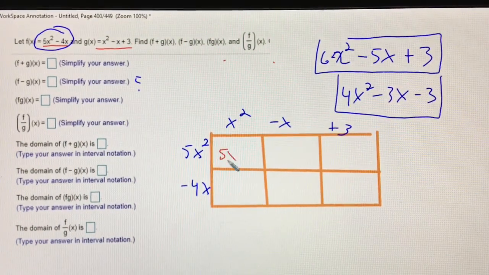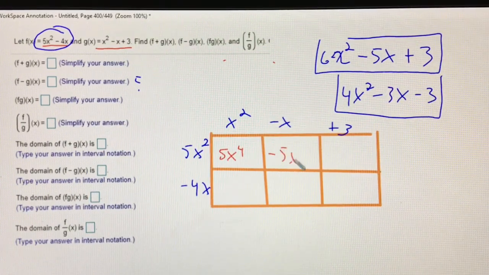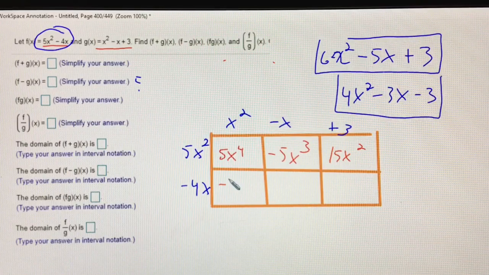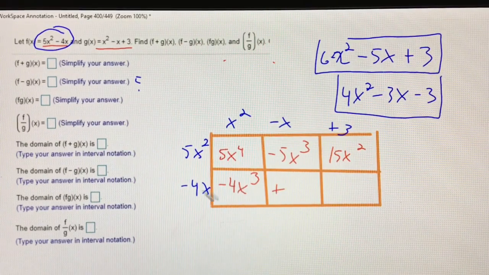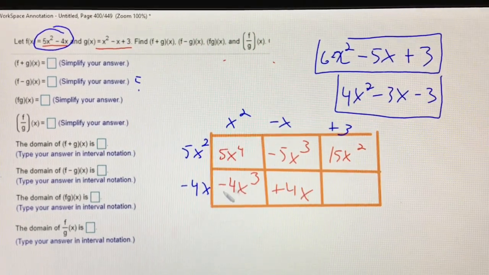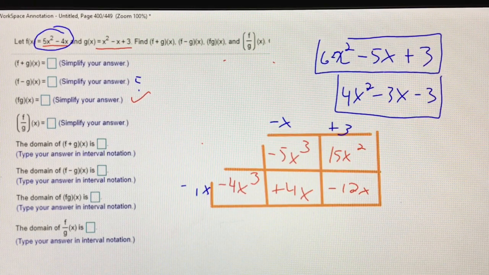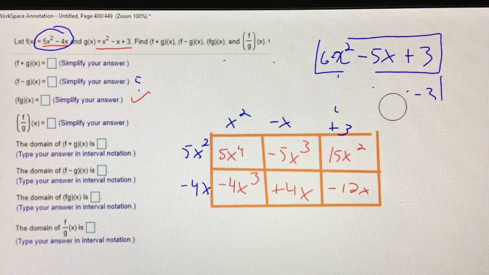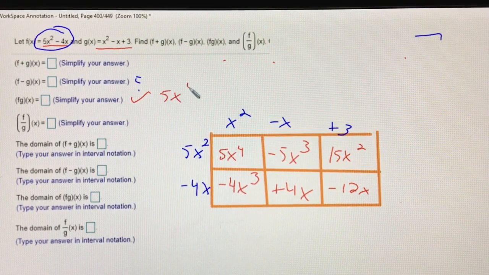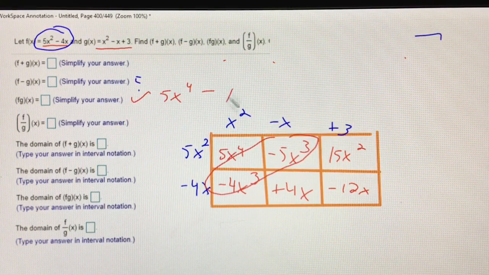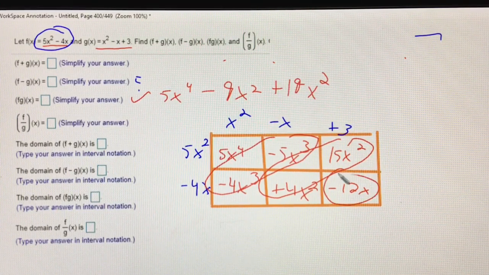So 5x² times x² is 5x⁴. 5x² times negative x is negative 5x³. Positive 15x², negative 4x³, positive 4x², negative 12x. And that's what I would write down for f times g in order. 5x⁴ minus 9x³. I messed up. That should be a square there. Plus 19x² minus 12x.